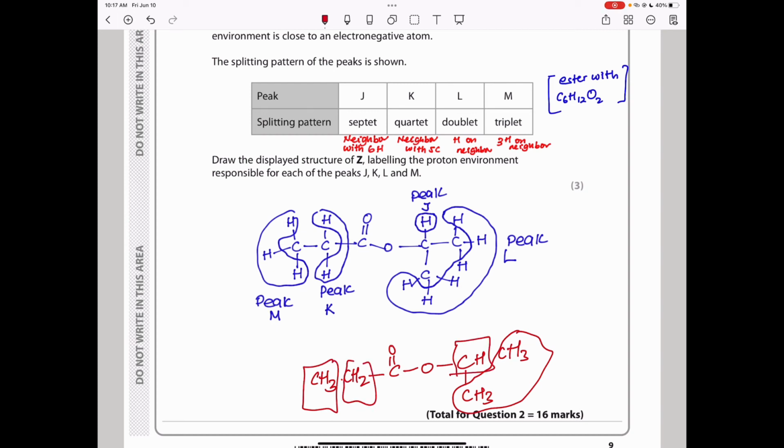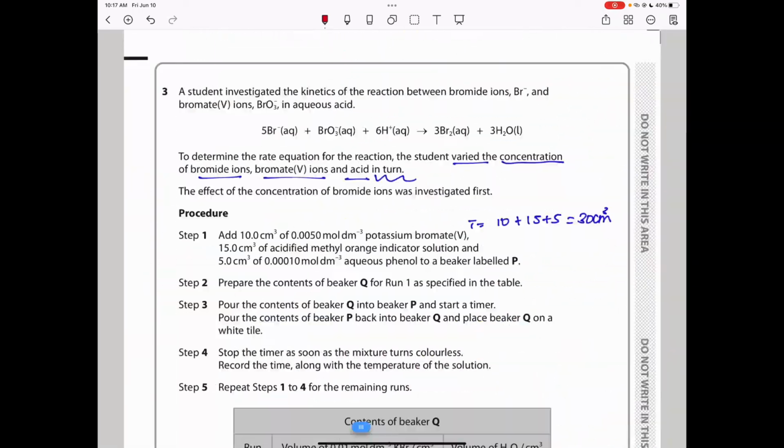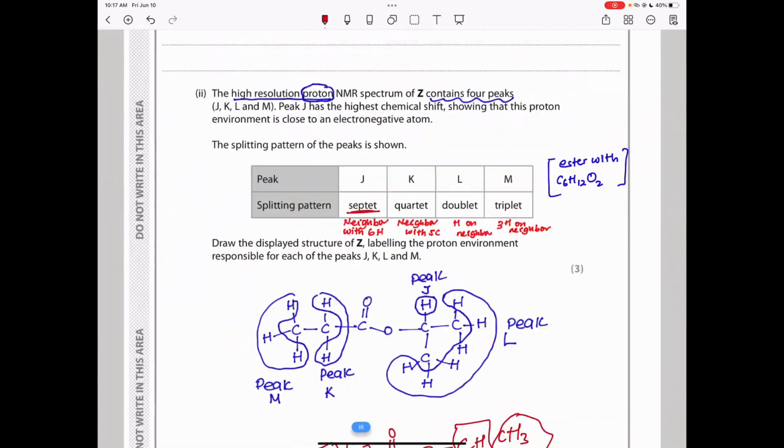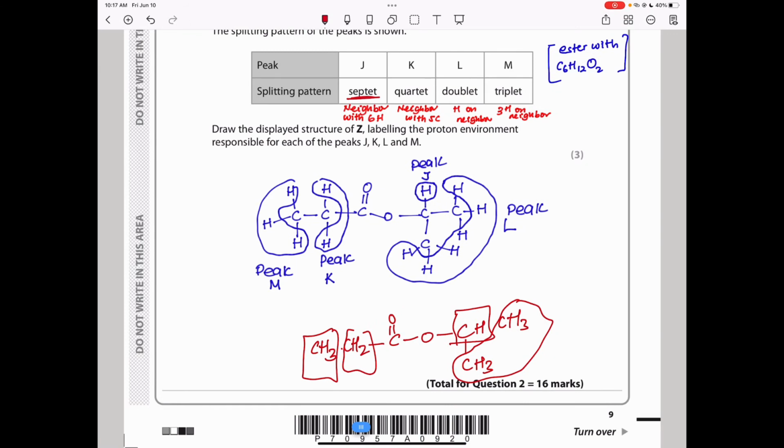And we can further confirm, because they've told us there is a septet, meaning there is an environment that has 6 protons. If it's a septet, using the n+1 rule, it means one environment has 6 protons in it. So this is confirmation of the environment with 6 protons, which is basically environment one. So this one has 6 protons.